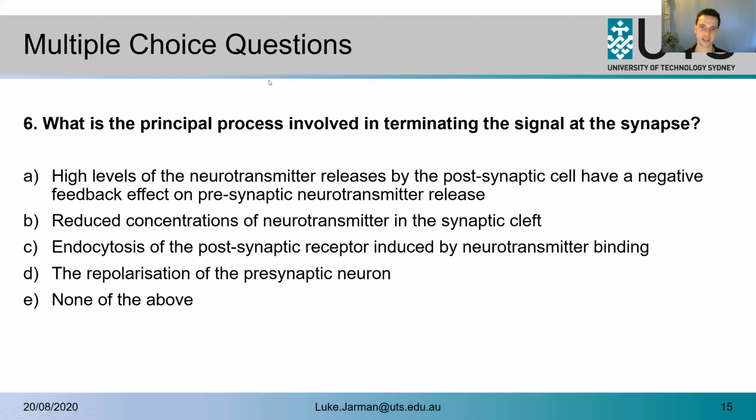Question 6, what is the principal process involved in terminating the signal at the synapse? I'm not sure if you guys went through this with David, but it is where concentrations of the neurotransmitter get reduced. Typically, it is through enzymes that specifically degrade the neurotransmitter. So for each neurotransmitter or class of neurotransmitters, there will be specific enzymes that break it down once it's in the synapse. And that just stops you from, for example, having serotonin or dopamine just sitting in the synaptic cleft and continuously interacting with your postsynaptic membrane receptors.